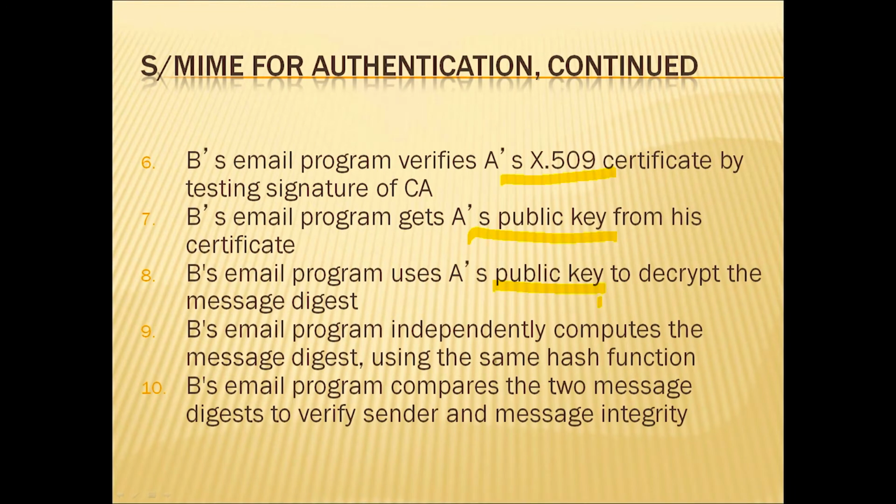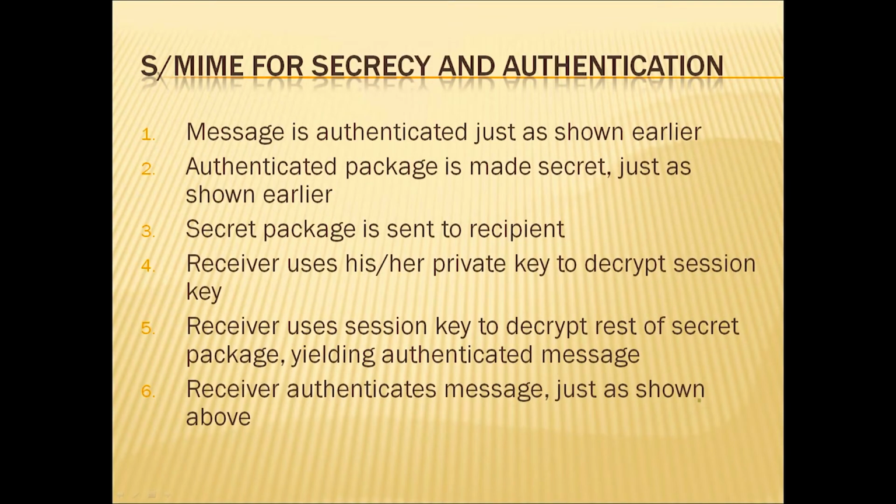B's email program independently computes the message digest, as I have told you, since it is a one way function. So, the receiver has to calculate it again using the same hash function, and B's email program then compares. We have already seen these stages before. So, now both together, okay, because that is what we want. We want confidentiality as well as origin integrity.